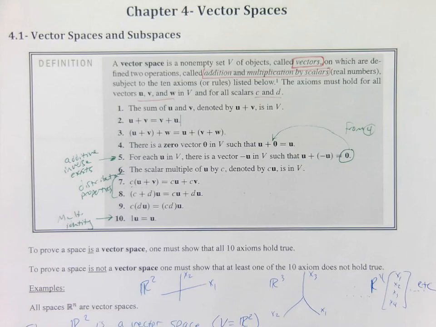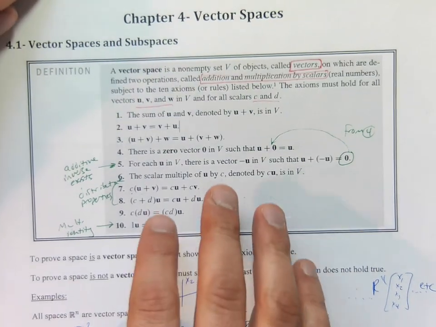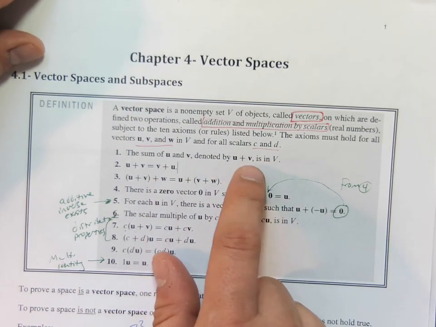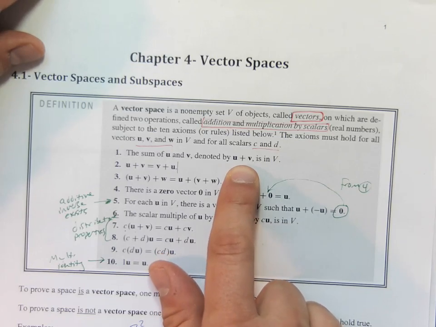Hopefully you paused it and thought about that. I'll tell you the ones that fail, and then maybe you think about why. So number 1 fails, number 4 fails, and number 5 fails, at least. Maybe think about why. So number 1 fails because we can pick 2 vectors in the space, add them together, and it won't be in the space.